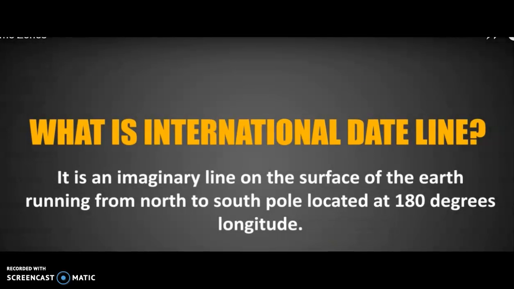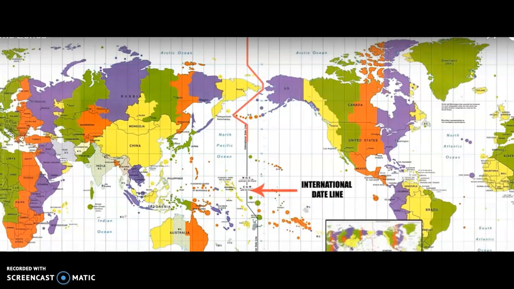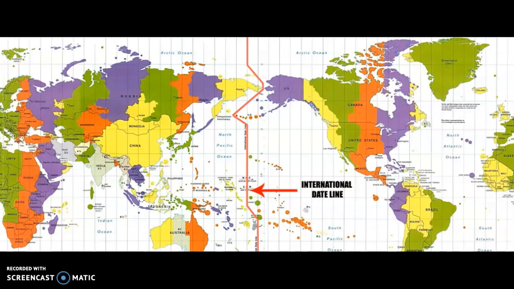What is International Date Line? It is an imaginary line on the surface of the Earth running from North to South Pole located at 180 degrees longitude. Although the International Date Line generally follows the 180 degrees meridian, it does diverge in places. Since we would divide those countries not simply into 2 different time zones, but into 2 different calendar days. To avoid such unnecessary confusion, the date line dips and bends across countries to permit them to share the same time.